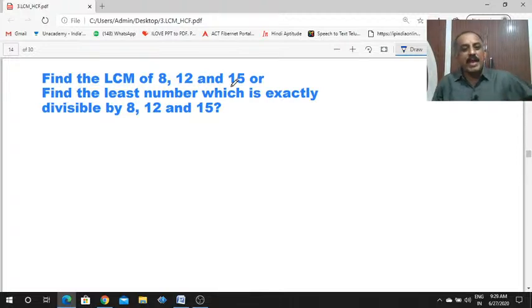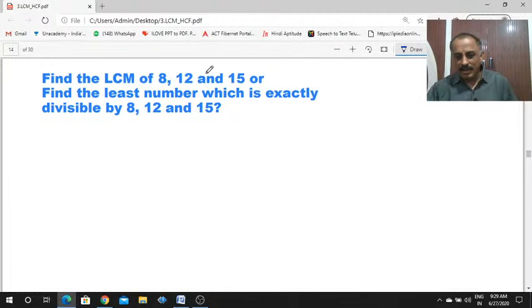Find the LCM of 8, 12 and 15. In the examination, they don't ask direct questions. Find the least number which is exactly divisible by 8, 12 and 15. What is the meaning of this question? It is nothing but LCM only.